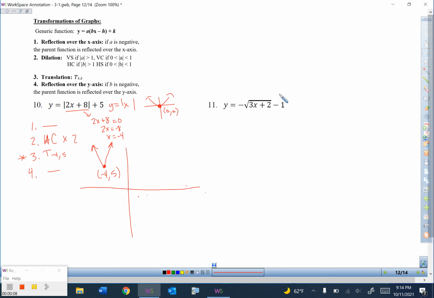Next up, we've got y equals the square root of x. Usually starts at 0, 0 and heads to the right and up after that. I want you to pause the video and try this one on your own.